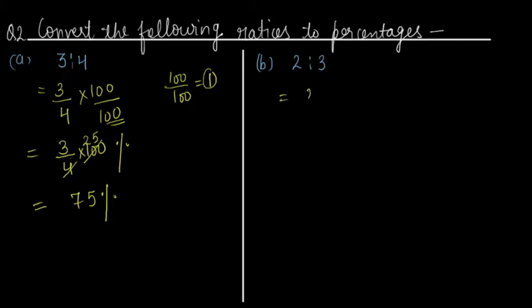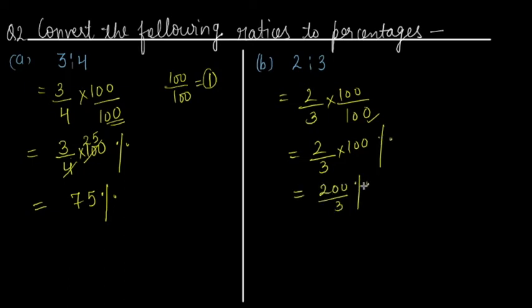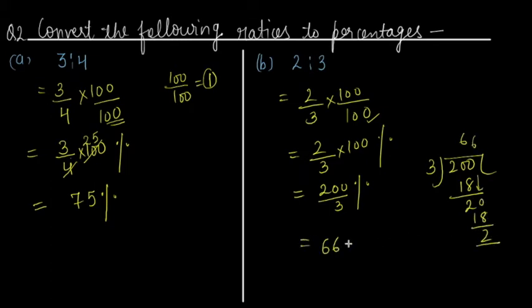We'll do the same thing here. 2 by 3, if I multiply and divide by 100, the next step can be 2 by 3 into 100, and this denominator 100 changes to a percentage sign. Now this is 200 upon 3%. You can leave it here, or otherwise we can write it as a mixed fraction. 3 6s are 18, 2 copy 0, 3 6s are 18, and again 2. So this can be written as 66 whole number, 2 upon 3%. So this is how we have converted the ratio to the percentage.